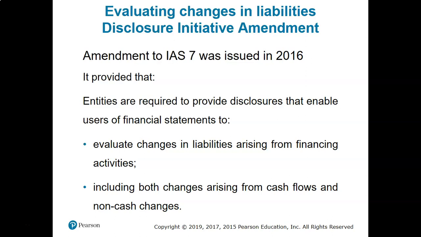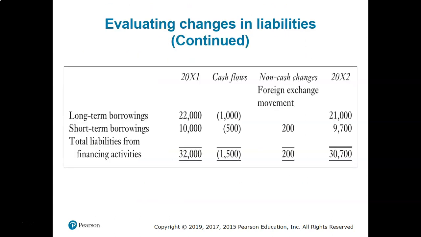including both changes arising from cash flows and non-cash transactions. So it may be non-cash, it may be cash, or whatever. It needs to be provided in detail to make the organization's transactions very, very clear, particularly to the financial institutions who are supposed to provide loans to the firm. So how can you see the changes in liabilities, how can you evaluate this?